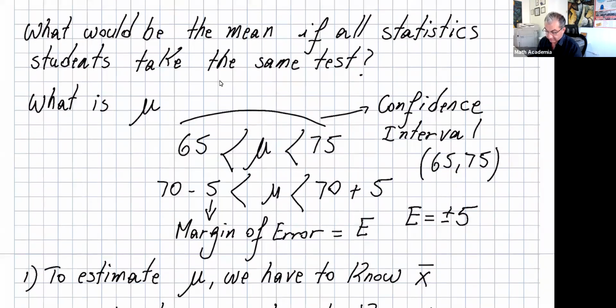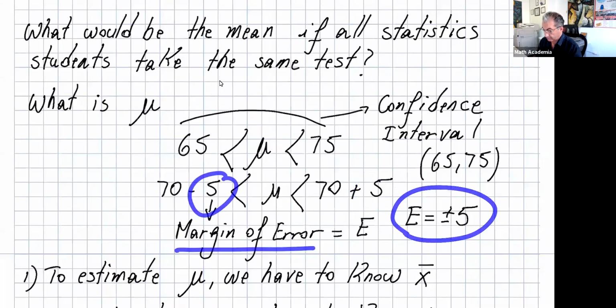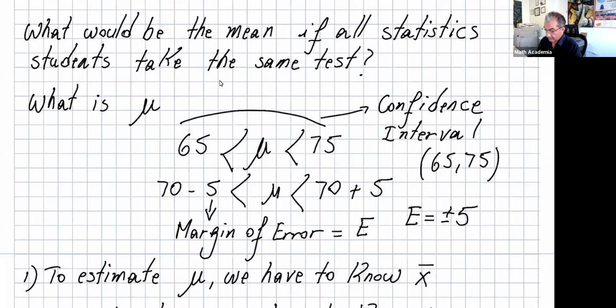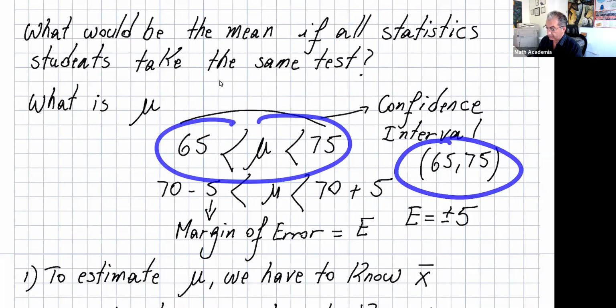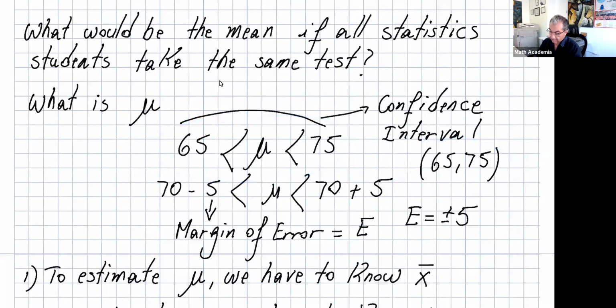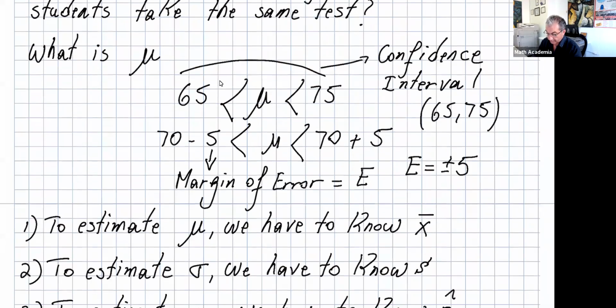Now I said 65, that's 70 minus 5. That was just my choice, and 70 plus 5. Here 5 is called the margin of error. So I put E is plus or minus 5, and this is the interval. You can also write that in interval notation. One more time, I just guessed 5 for this example, but there are formulas to calculate the margin of error.